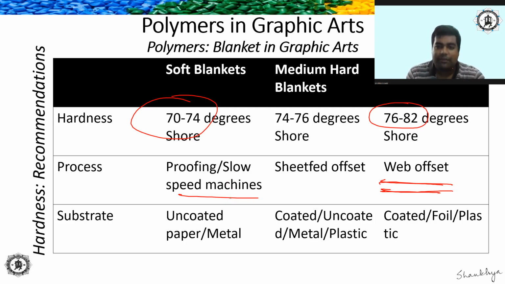So can you tell me what all things are the contributing factors here? Why does web offset demand a harder blanket than your proofing machine? This is a question that I'm asking you. You need to find the answer to it and send me your answers through the Google Classroom platform. Okay. Now next, I will also be talking about some of the cleaning mechanisms of the blanket.